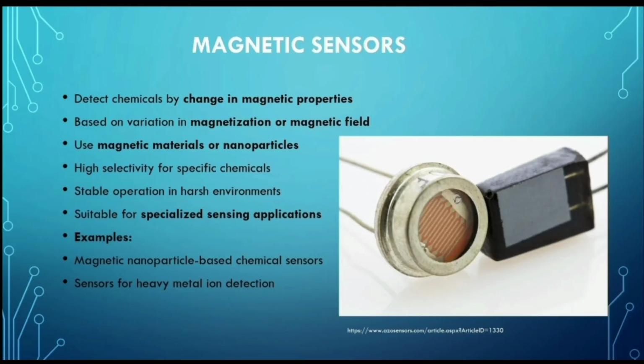Magnetic sensors are chemical sensors. They identify chemicals by detecting changes in magnetic properties like magnetization when chemical species interact with magnetic sensing material. For example, magnetic nanoparticle based gas sensors.